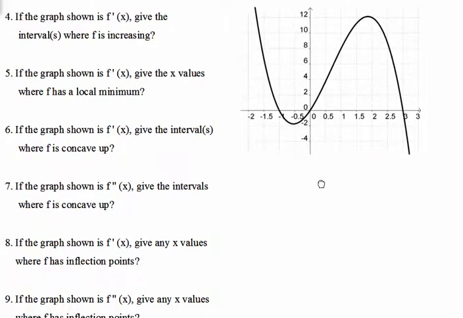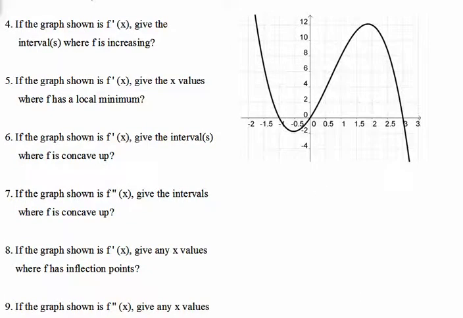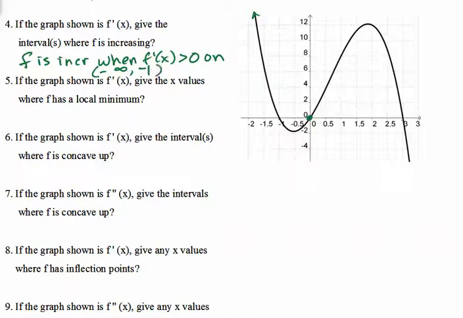All right. Now let's interpret some graphs, always a little bit more challenging. If the graph shown is f prime, find the intervals where the original function would be increasing. So f is increasing when f prime of x is greater than 0, and that appears to be on the interval from negative infinity, if this graph continues, and that's what I would take it to be, to -1, and it is again positive from 0 to, this looks like 3. So from 0 to 3.